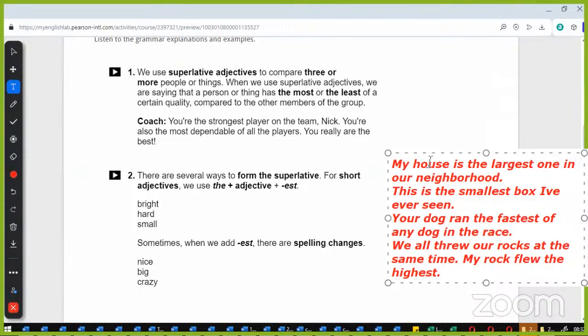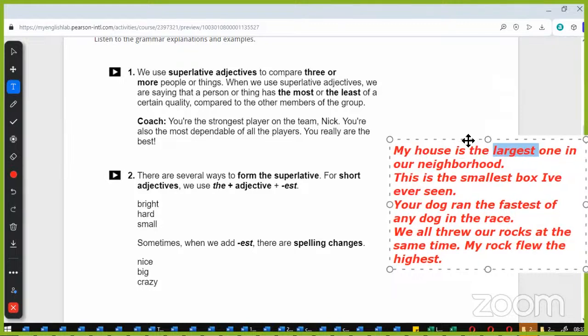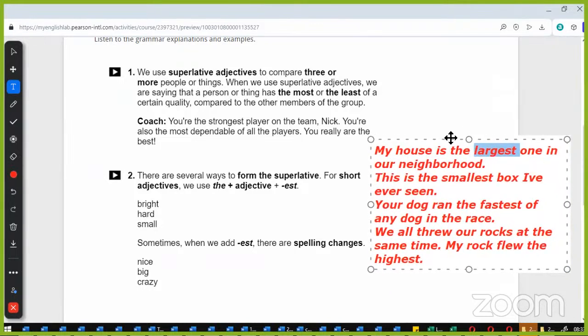So my house is the largest one in our neighborhood. That means that my house is larger than anybody else's. This is the smallest box I've ever seen. Same: he ran the fastest of any dog in the race. That means that he was faster than anybody else. And we threw our rocks at the same time. My rock flew the highest. That means that I threw the rock higher than anybody else. Okay, so that's something that we use.